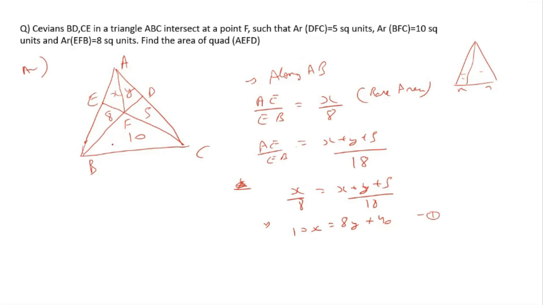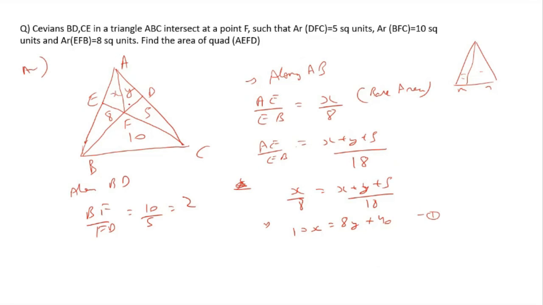Now can I get another equation like this? If I am able to get another equation, then this is done, right? Now let's see. Now I know 8, 10 and 5. So I can make an equation along this line across BD, where I'll have 10 by 5, which is 2. So along BD, in triangle BDC, BF by FD equal to 10 by 5 equal to 2.